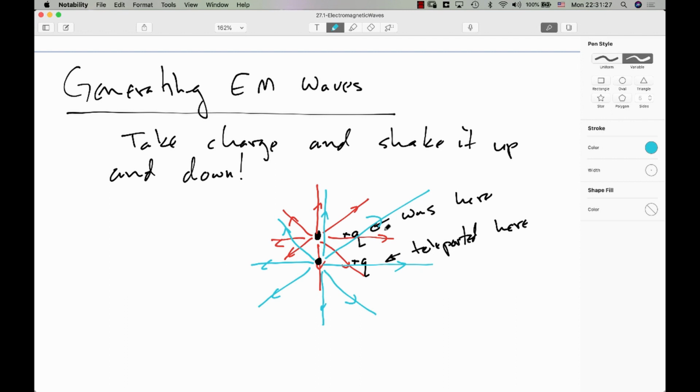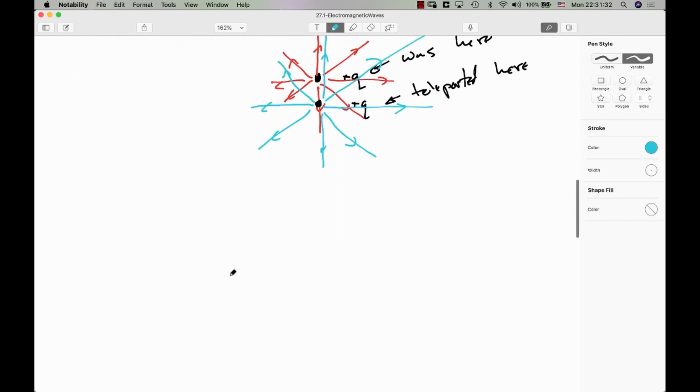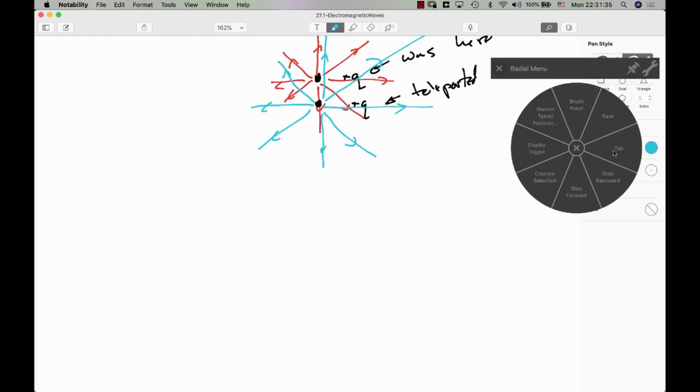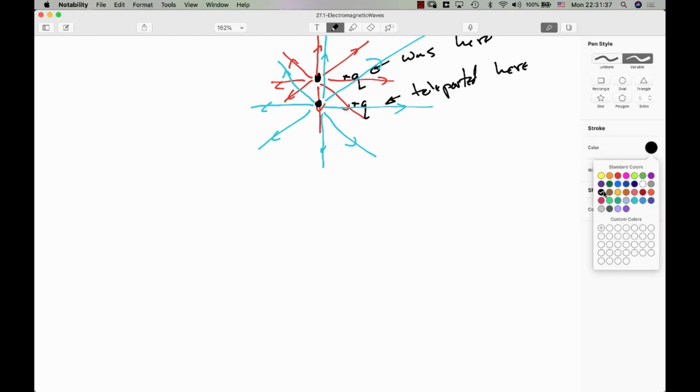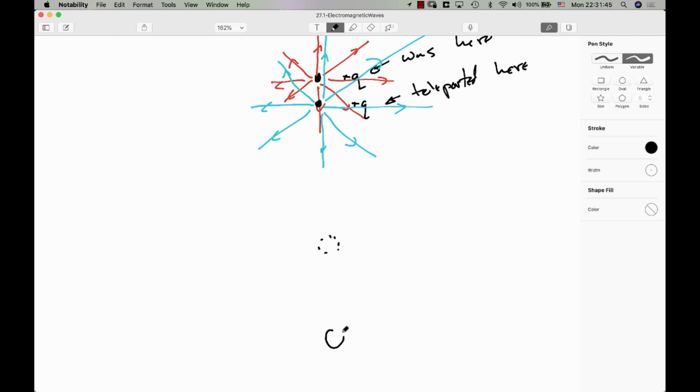So I'm going to beg your indulgence here because the art is going to get really sketchy, but I'm going to try. So here's the old position, drawing it in a dotted circle. There's my new position. Okay. And so what I'm going to do here is I'm going to draw in, I think I want them a little closer to each other.